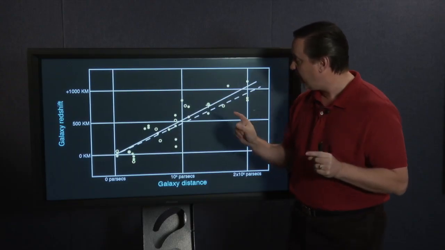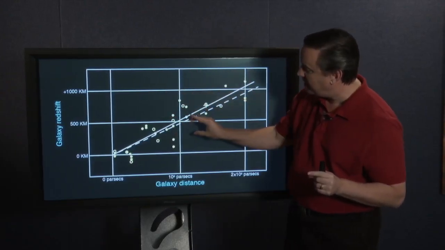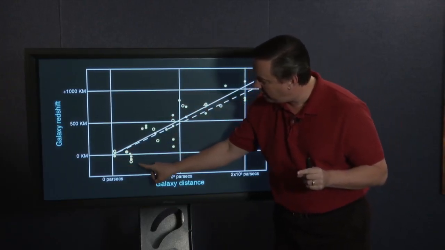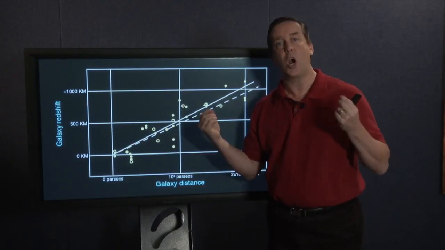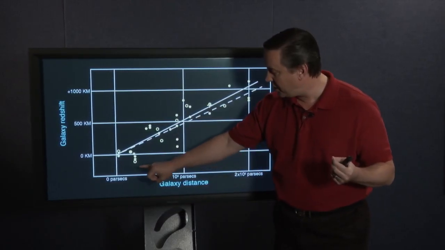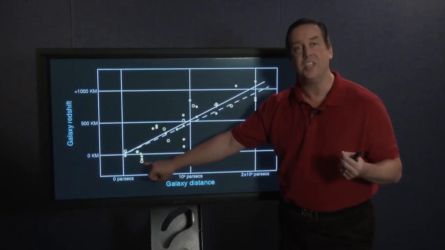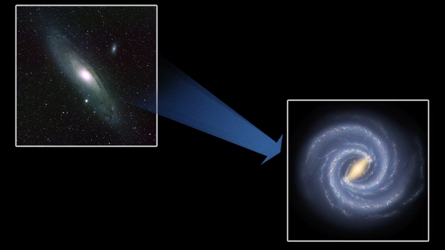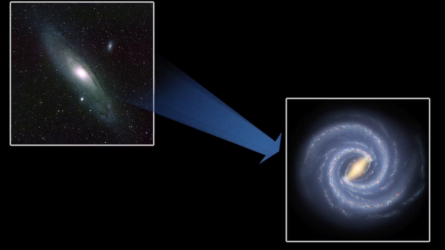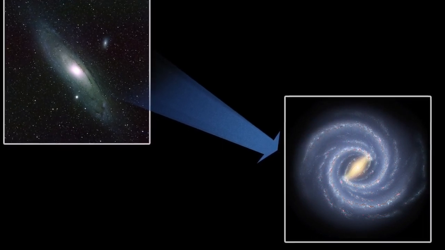Now you'll note that almost all the galaxies are redshifted except for some of the nearest ones. These are galaxies inside our local group. And in particular, the Andromeda galaxy is blue shifted. The Andromeda galaxy is coming towards the Milky Way. It's on its way towards us.